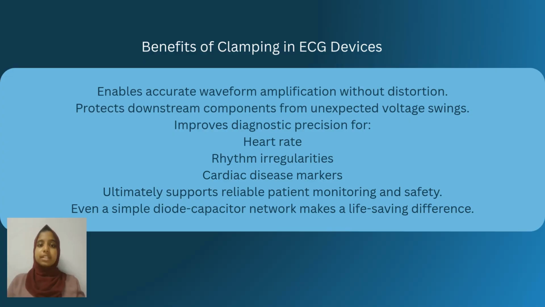So, why does it matter? Why should we use clampers in ECG devices? Using a clamper in an ECG device helps ensure that we get a clear and accurate signal for diagnosis. It prevents voltage swings that could damage downstream circuits and avoids signal clipping that could hide important details in the waveform. With a stable, properly centered signal, the amplifier can work efficiently and the final digital output is more reliable.